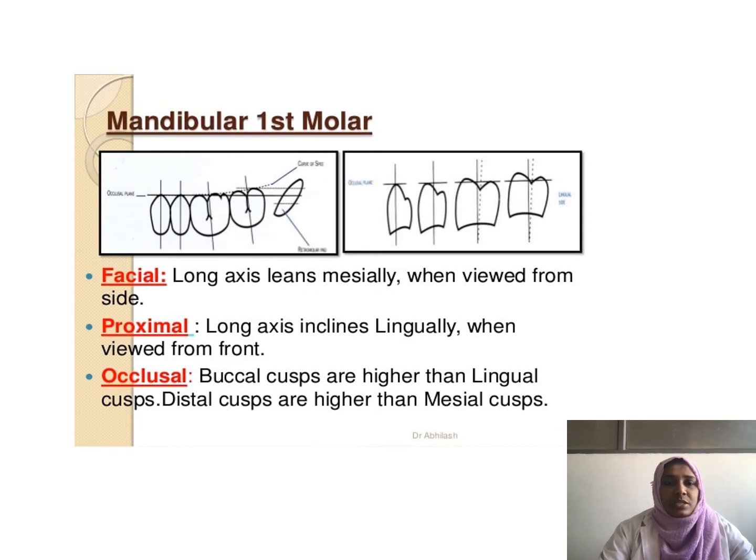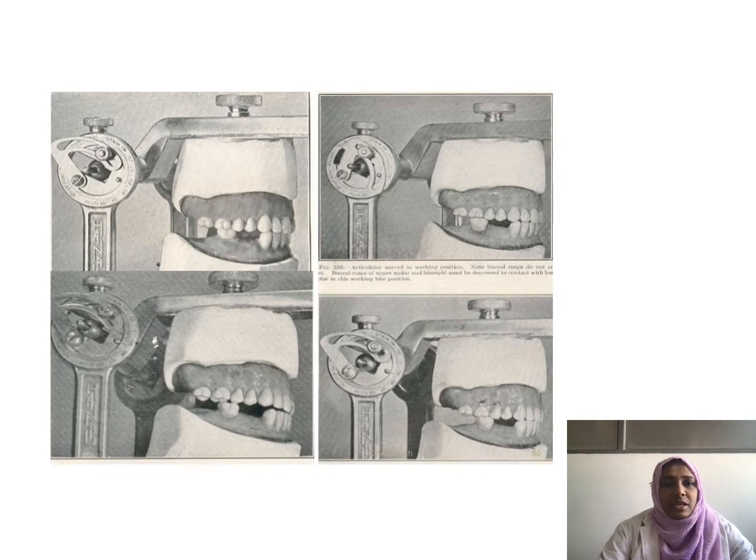This is how we will see the picture-like arrangement. Facially, the long axis leans mesially when viewed from the side, and lingually when viewed proximally from the front, and occlusally it should be higher. Buccal cusps are higher than the lingual cusps. And this is how the photograph looks after the arrangement of the mandibular first molar.